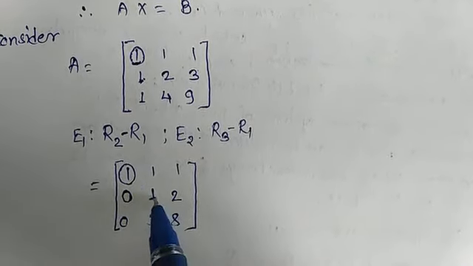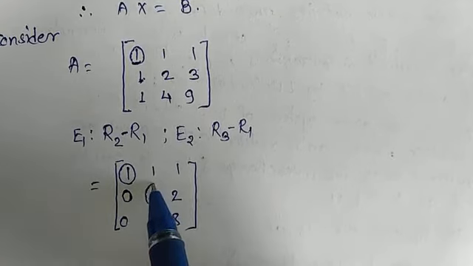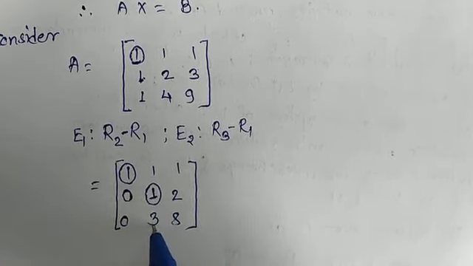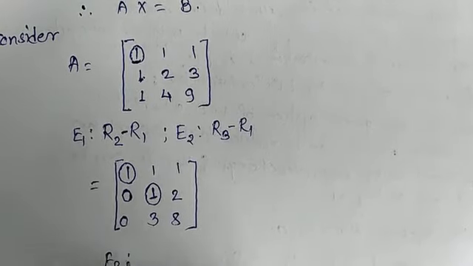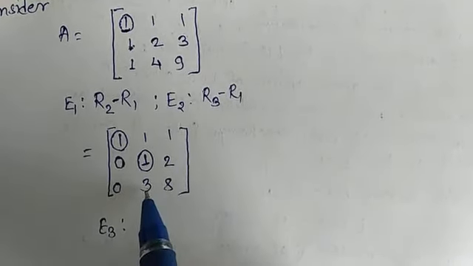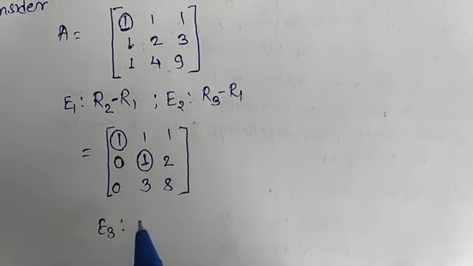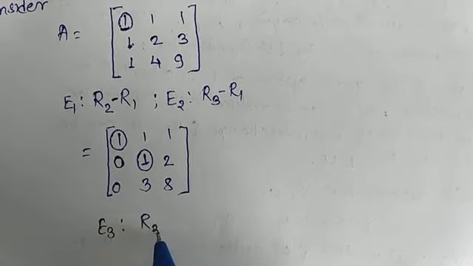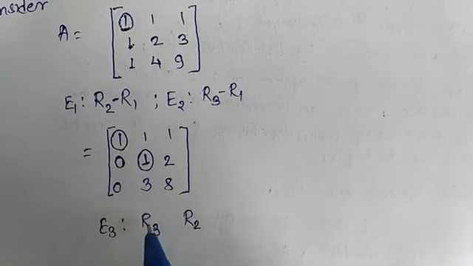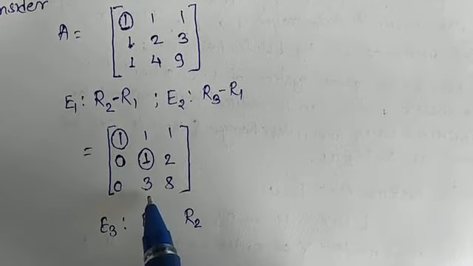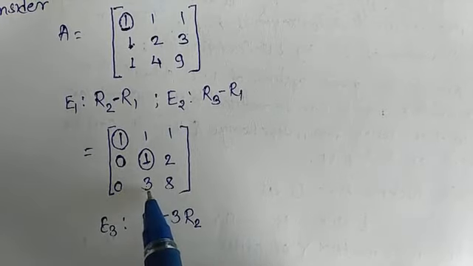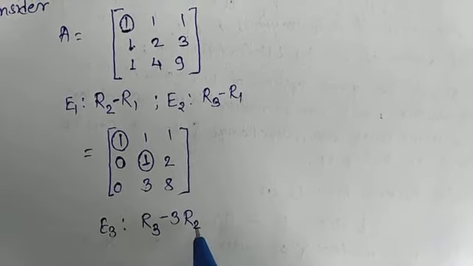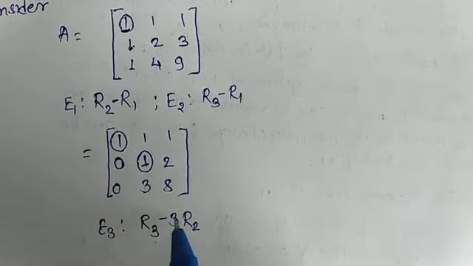Now here at A22 it is 1, so we make 0 below the second leading one. So our next row operation will be to make A32 zero. Here the row operation is between R3 and R2. Here it is 3, here it is 1. So we have to do R3 minus 3 R2, because they have the same signs. So we subtract both rows, multiplying the second row by 3.